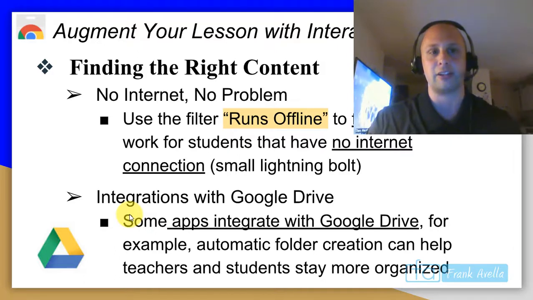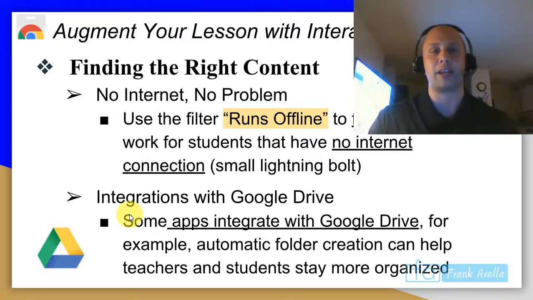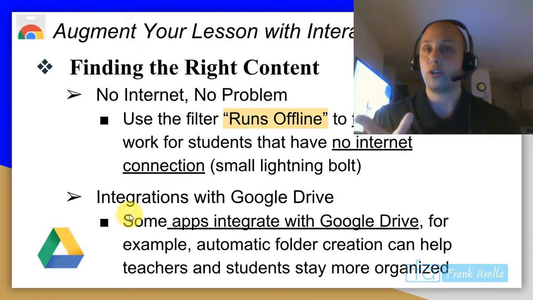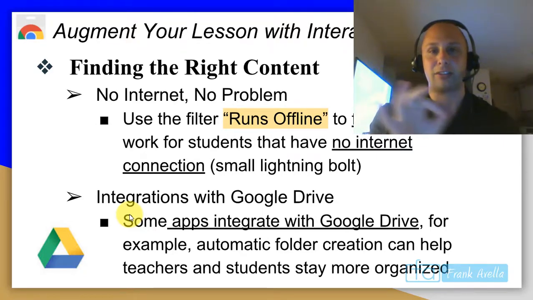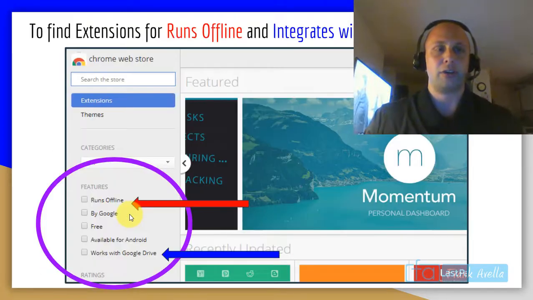Finding the right content. Let's say you want apps for students that don't have internet. Use the filter called runs offline, and you'll find apps that work for students with no internet connection. Also, you may want apps that integrate with Google Drive, so again, you filter for apps that integrate with Google Drive. For example, automatic folder creation can help teachers stay more organized. That's just one example.